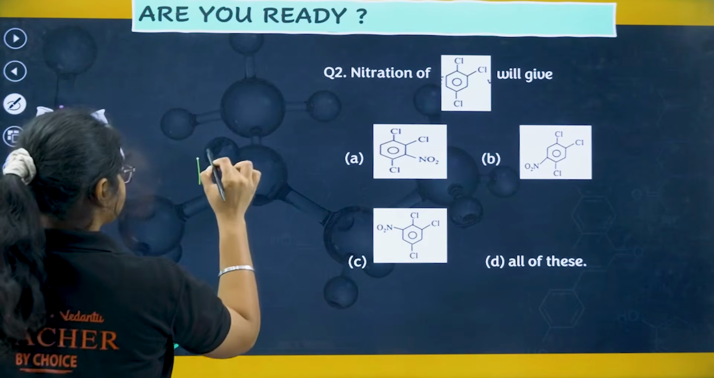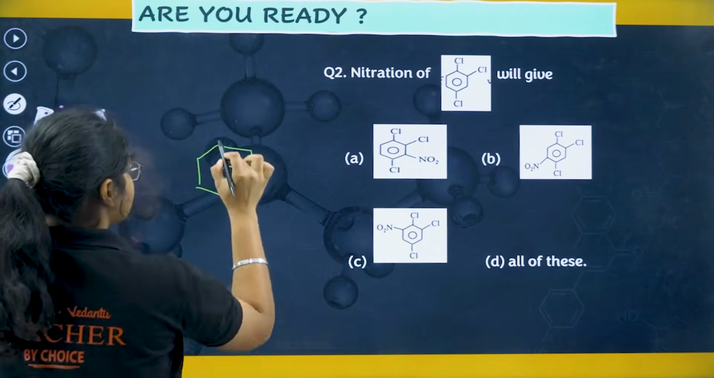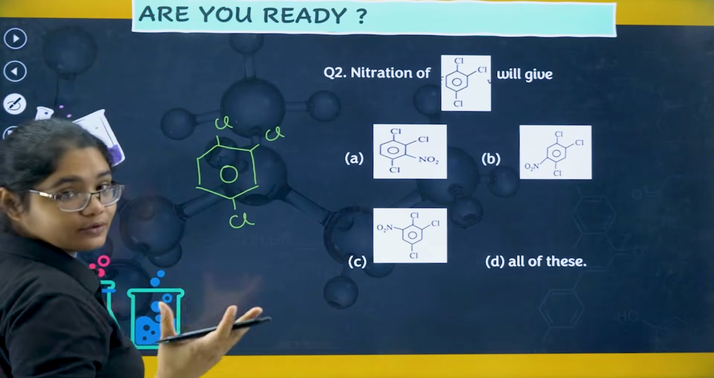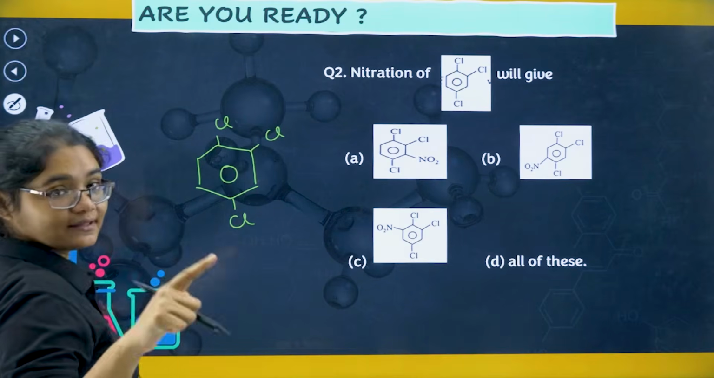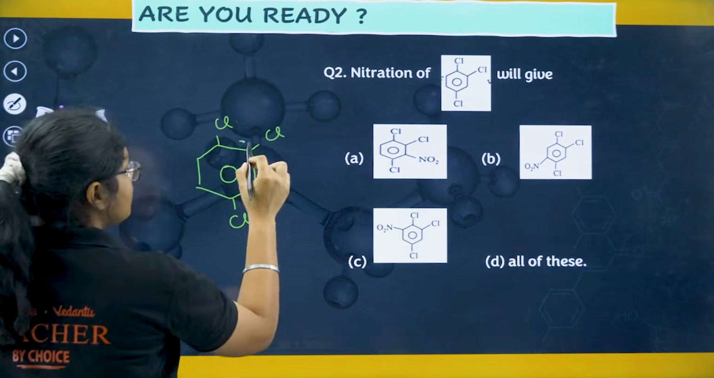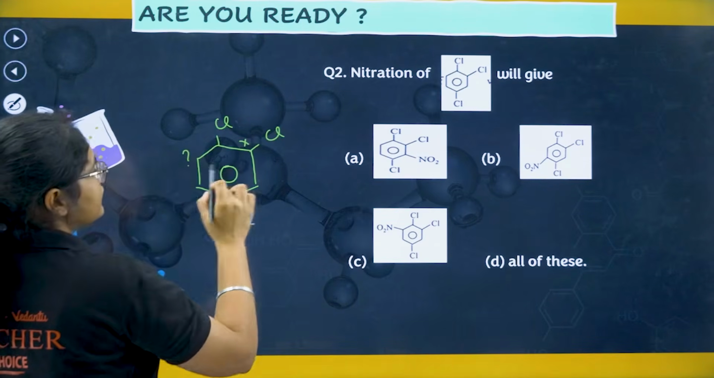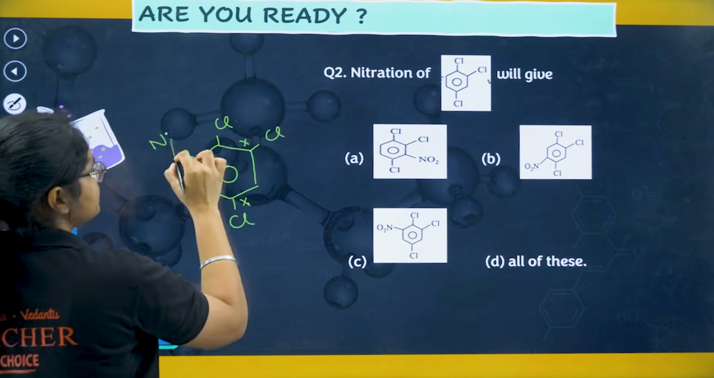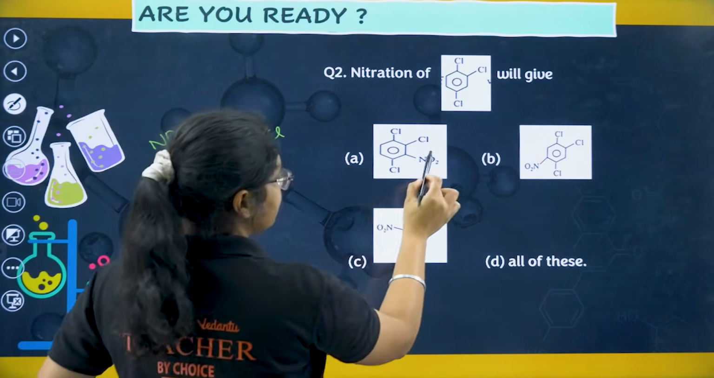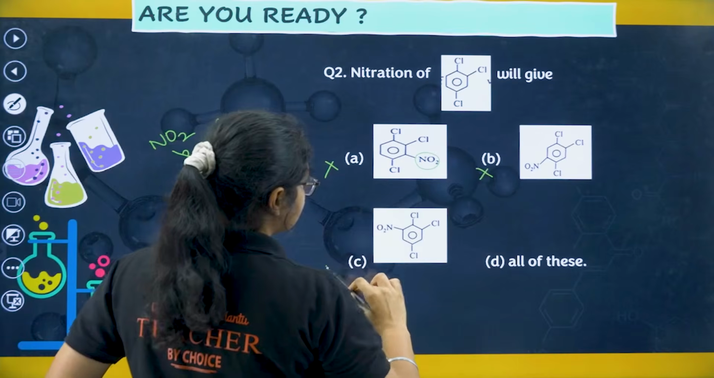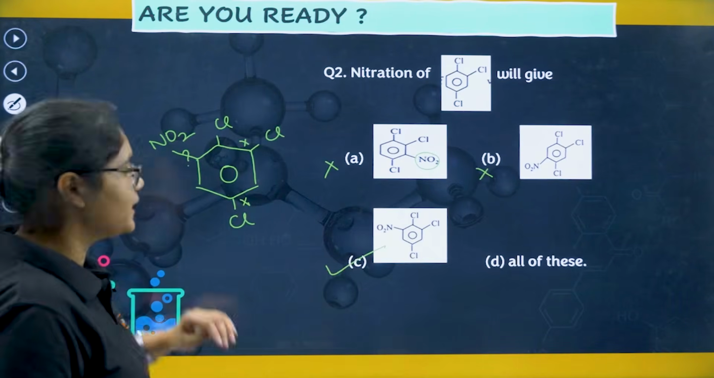Next, nitration of this compound will give you what? You have Cl at these positions, right? When you do nitration, it will occupy either ortho or para. Now one ortho is blocked, and para is blocked. Only this ortho is left, so the nitration will happen at this position. Meta will not take place, right? This is also meta. This is the ortho position. So option C.